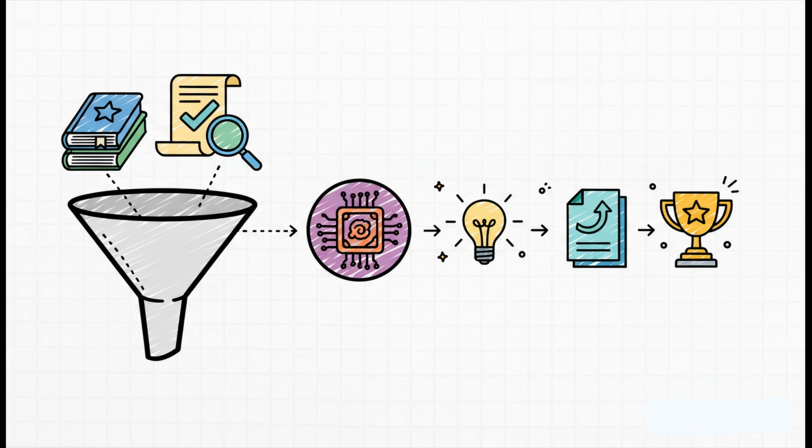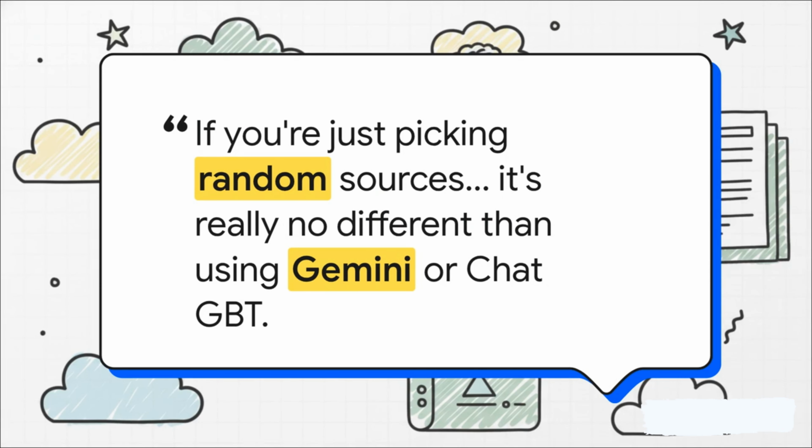Garbage in, garbage out. And this right here, this is the #1 mistake people make. They treat NotebookLM like a search engine. But if you're just picking random links and dumping them in, you're totally missing the point. You lose the core benefit of having a grounded, trusted AI in the first place.